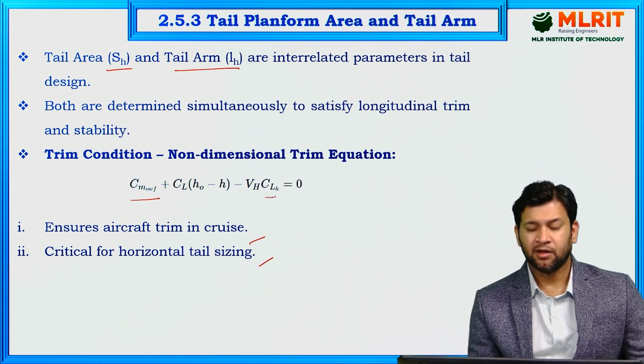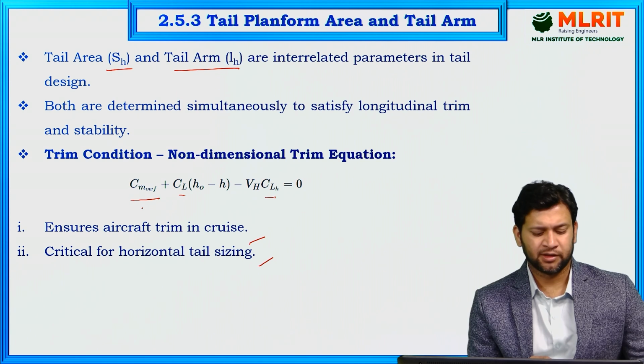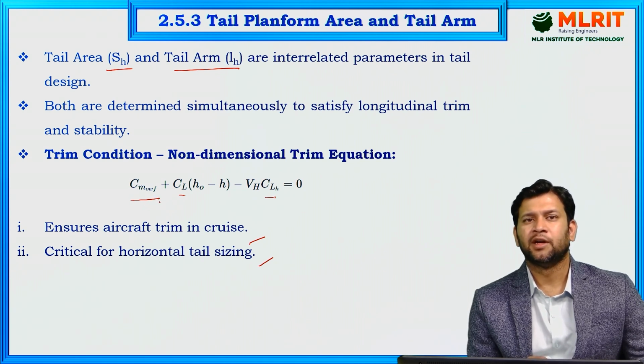This is the CL of the horizontal tail. This is the tail volume coefficient. This is the CL with respect to the distance, and this is the moment with respect to wing and fuselage interaction.